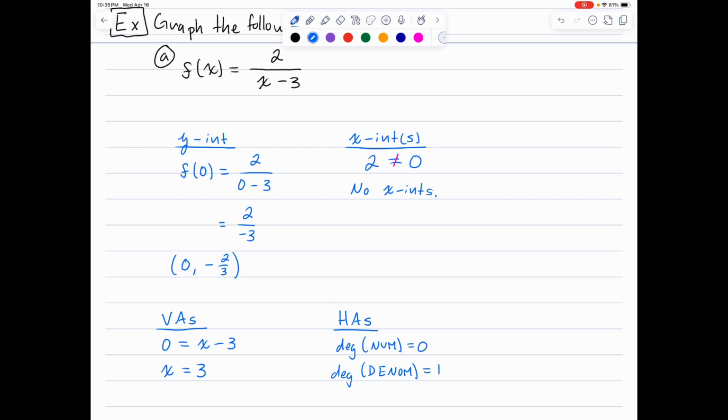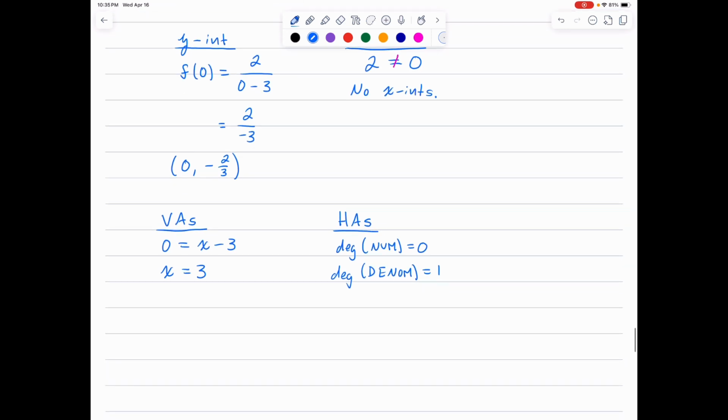1 is bigger than 0, so that means the degree of my denominator is greater than the degree of my numerator. So that means I have a horizontal asymptote at y equals 0. Okay, and we can only have one horizontal asymptote, so I don't know why there's an s there. Horizontal asymptote at y equals 0.